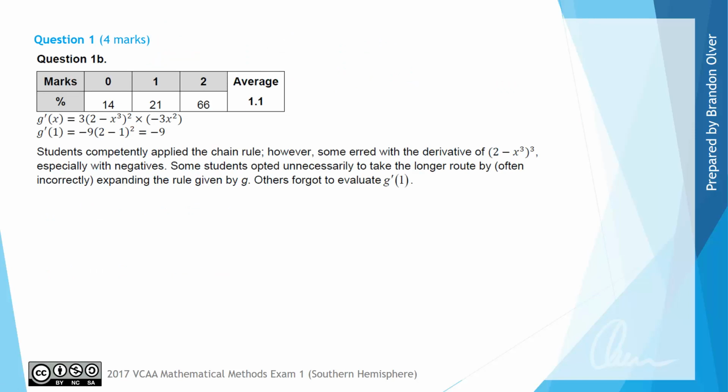From the examiner's report, we can see that 2/3 of students got this correct, and the students were seen to competently apply the chain rule in this question. However, some did make errors with the derivative of 2 subtract x cubed to the power of 3, especially with the negative signs that were involved. Some students opted unnecessarily to take the longer route by often incorrectly expanding the rule given by g. Others forgot to evaluate g dashed of 1, which is a very important thing, as that was the instruction for the question.